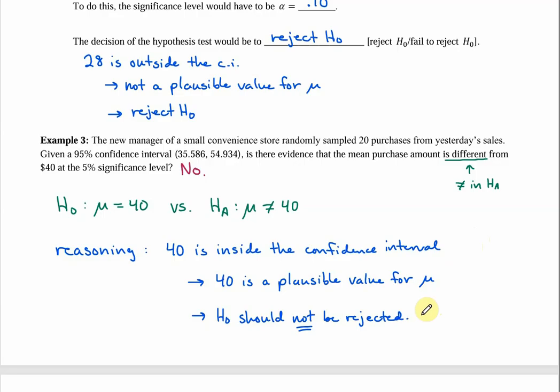So just to have one where the opposite happens, since the first two examples both had rejecting the null, this one you don't reject the null because 40 is inside the interval.